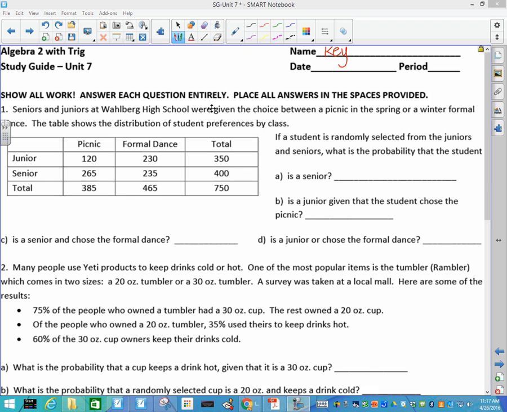Okay, this is our study guide on Unit 7, which deals with probability. So I'm going to try to go through rather quickly. There are 29 problems on this study guide, as you know. Some of them have parts A, B, C, D, E, F, G. The test has 22 questions on it, 15 of which are exactly like the problems on the study guide, but I changed the numbers.